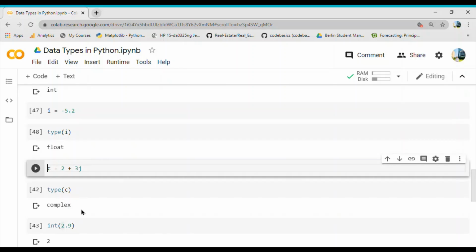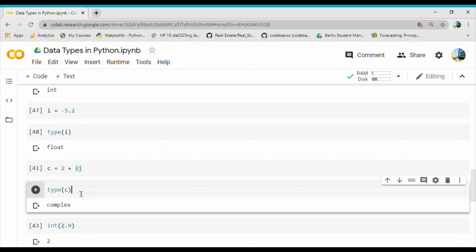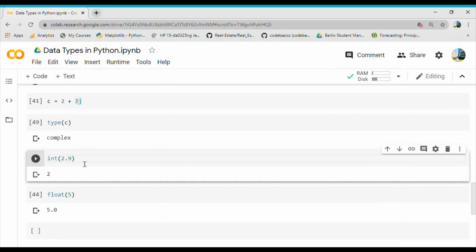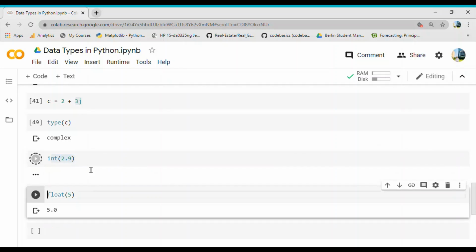There is another type, complex, which is not much used in data science. We can say c equals 2 plus 3j. Here 2 is the real part and 3j is the imaginary part of this number. If I do type of c, it is a complex number. We can also convert the type from integer to float and float to integer. Int of 2.9 takes the integer component of 2.9, which is 2, and similarly float of 5 converts it into 5.0.